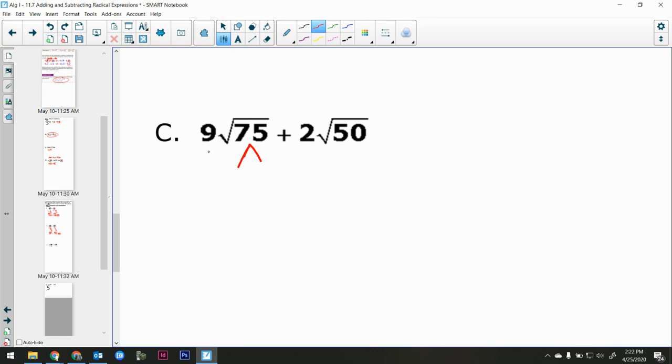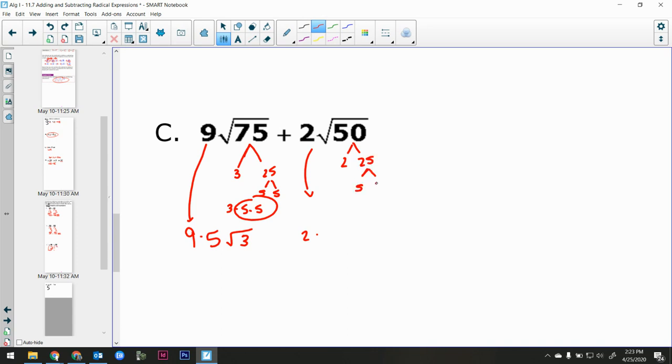Okay, so radical 75. Don't forget about this 9, right? I'm going to bring it all the way down right here, just so I don't forget about it. 75, that's 3 times 25, and then 5 times 5. So 3 times 5 times 5. Buddy up with the 5s. There's a 5 coming out and a 3 staying in. Again, don't forget about the 2 coming down. 50 is 2 and 25, which is 5 and 5. So it's 2 times 5 times 5 with a 5 coming out and a 2 staying in.